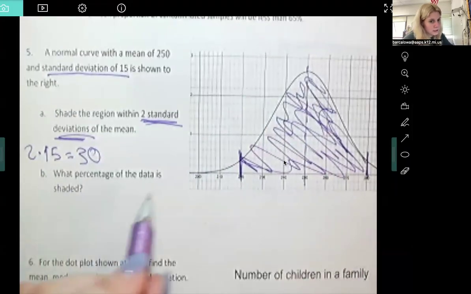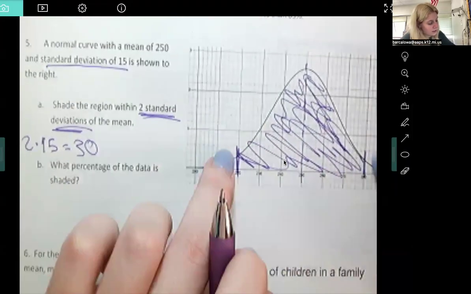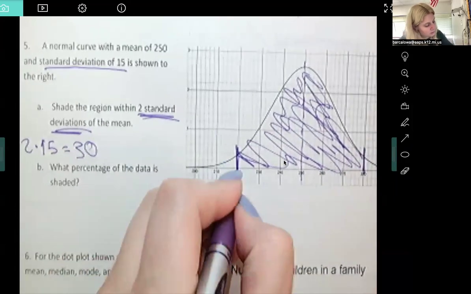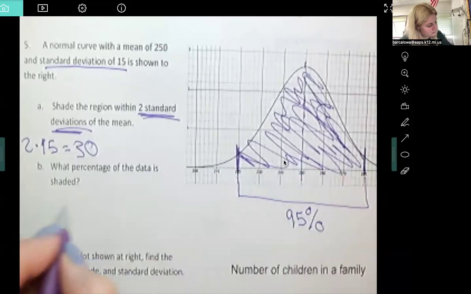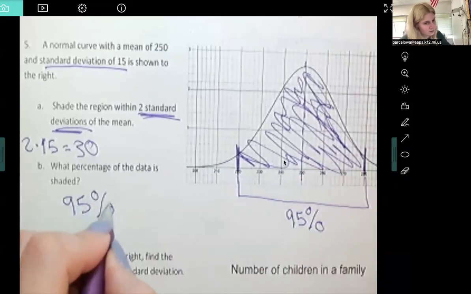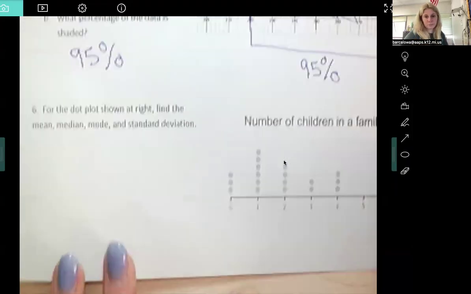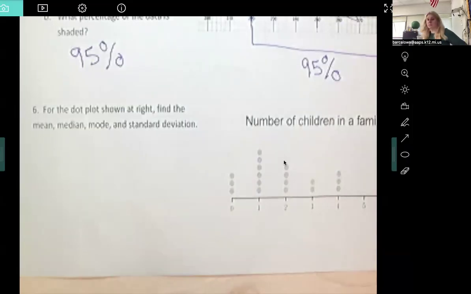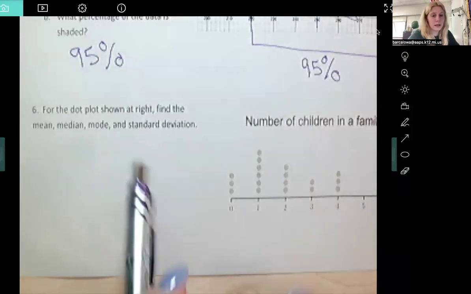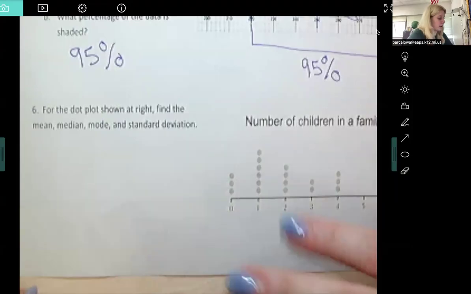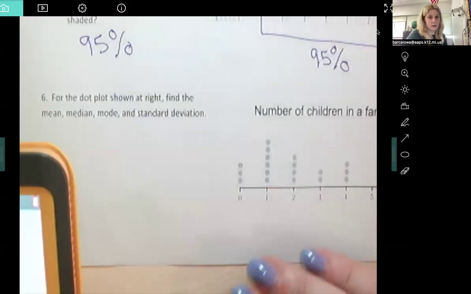Okay. What percentage of the data is shaded? Within 2 standard deviations is always 95%. 95%. And your graphing calculator. All right. So a lot of this information I'm going to need from my graphing calculator. So got this one here.